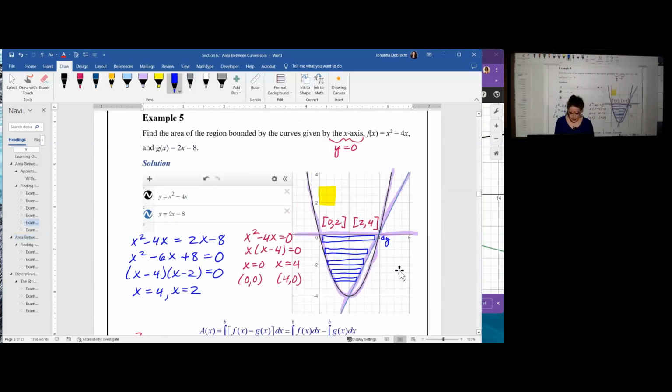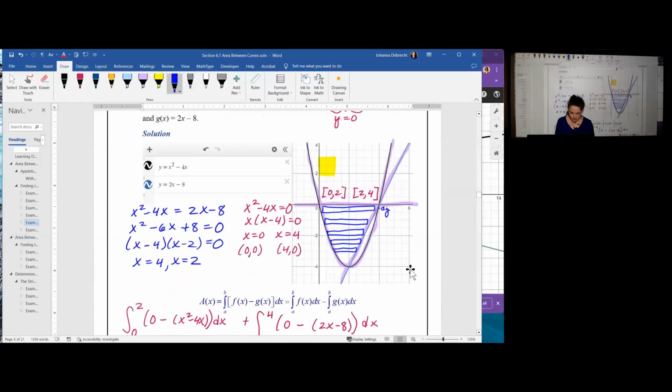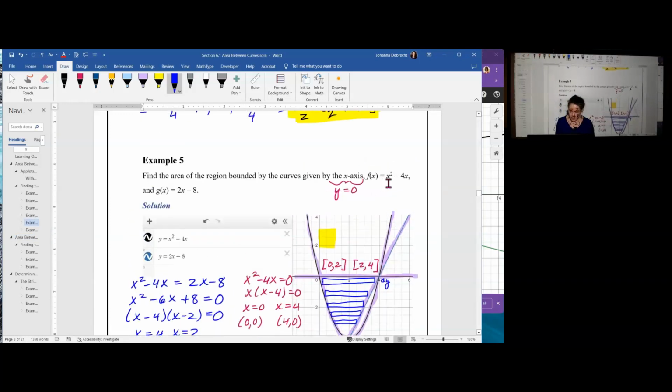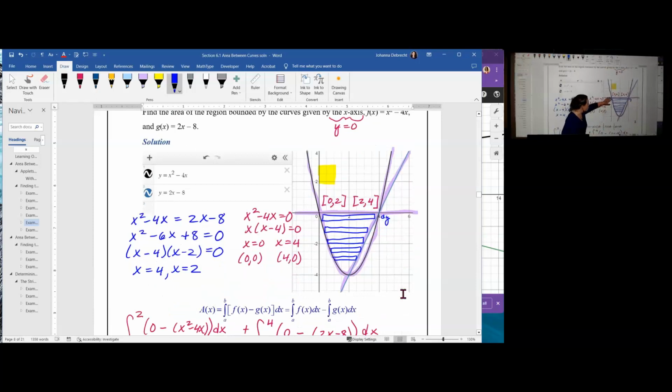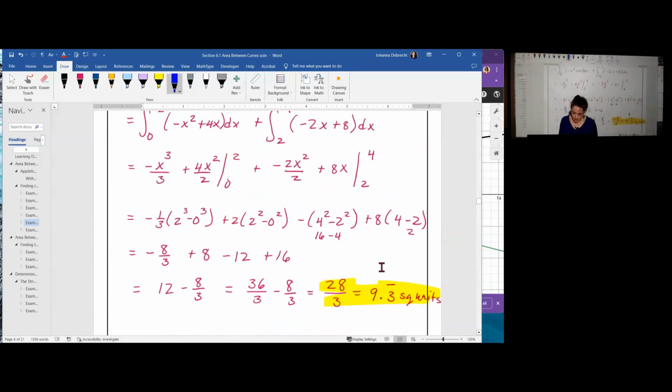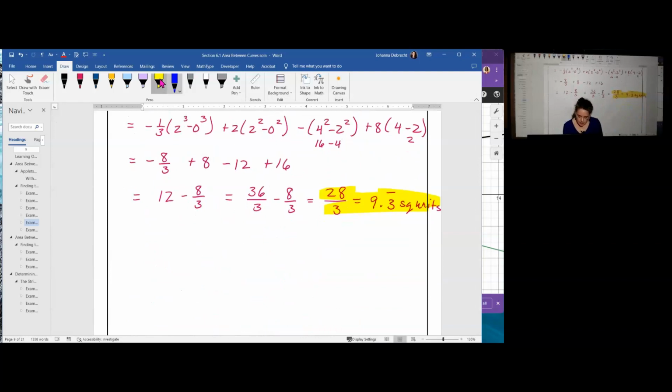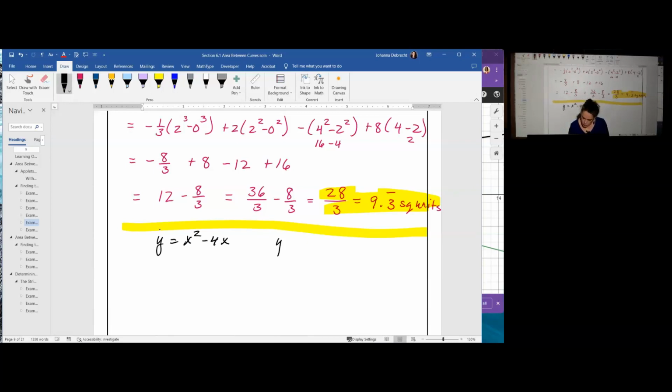I believe that was this graph, example 5. Our two equations are y equal x squared minus 4x and y equal 2x minus 8. Notice that it is always the parabola on the left and the line on the right. If I come down here, and we're going to split this off, I have two equations, y equal x squared minus 4x and y equal 2x minus 8.